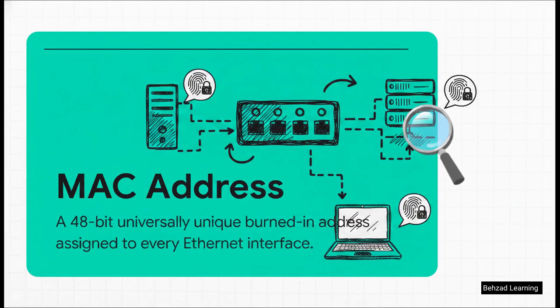Well, it all comes down to identity. Every Ethernet interface on the planet is assigned a MAC address, or a media access control address. This is a 48-bit, universally unique, burned-in hardware address. Think of it as the permanent physical identity of the device. And it is absolutely crucial, because it's the only way the switch knows exactly who is who on the network.